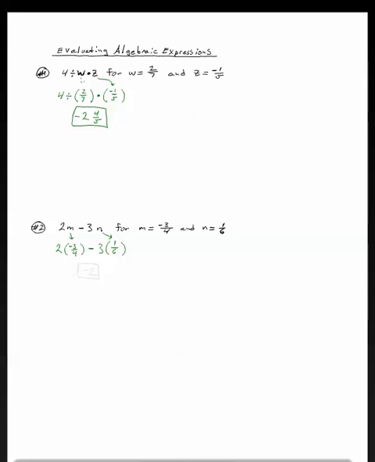So if we have it in our calculators right now, we've got a 2 and then a set of parentheses with a negative 3 over 4 in it, and then a subtraction sign, and then a 3, and then a set of parentheses with a 1 over 6 in it. It looks just like our expression does on the paper. So we hit enter, and it gives us negative 2.